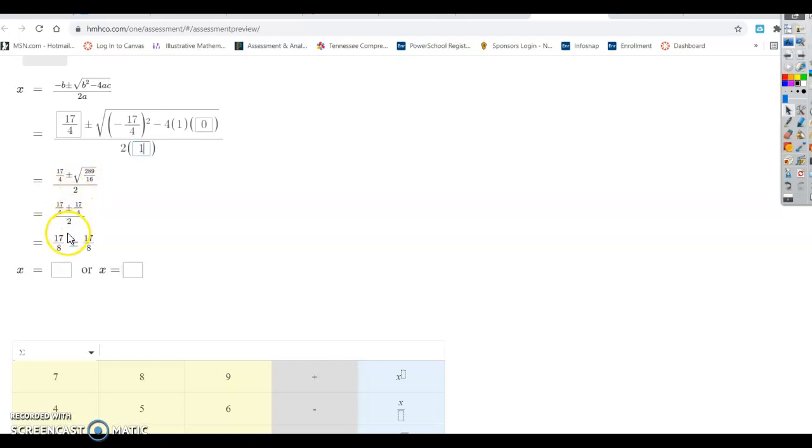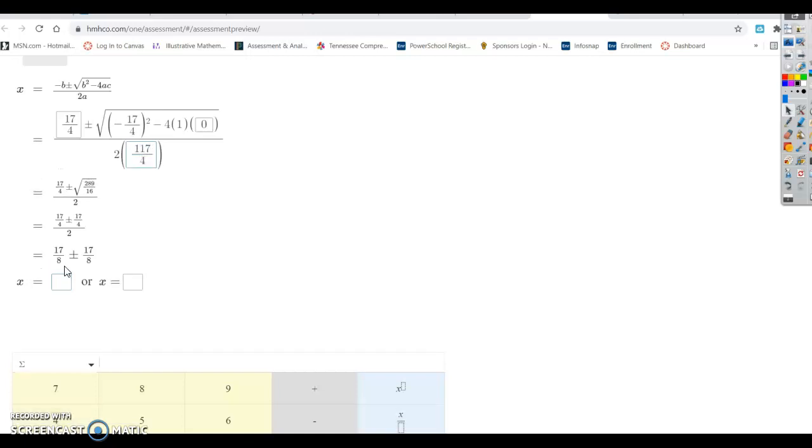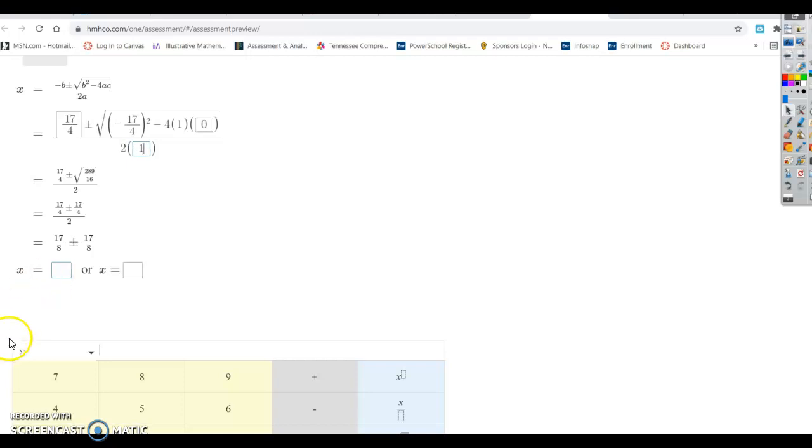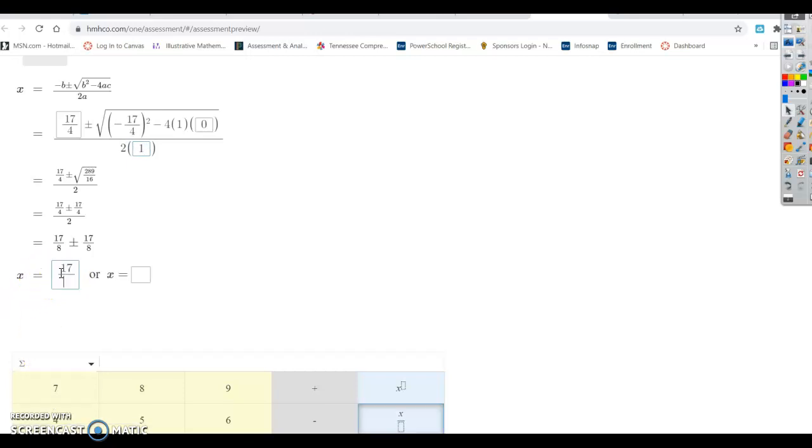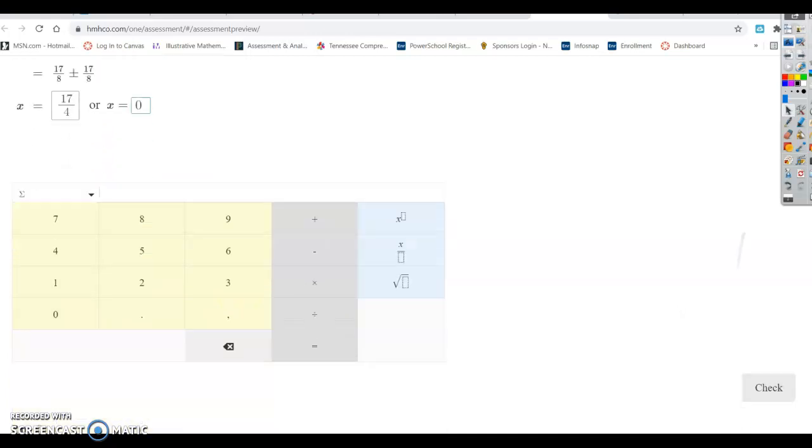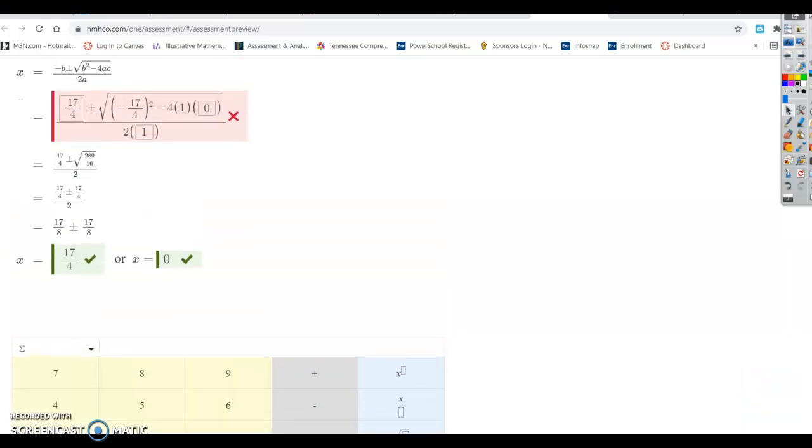They've simplified this down to here. We've got 17/8 plus 17/8. So that's 34 over 8, and 34 over 8 reduces to 17/4. And if I do 17/8 minus 17/8, that gives me 0. So that should be correct.